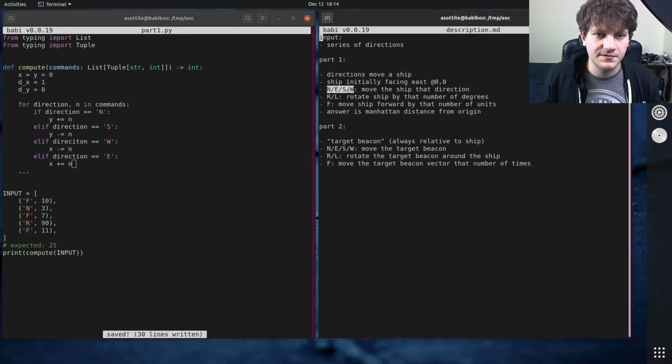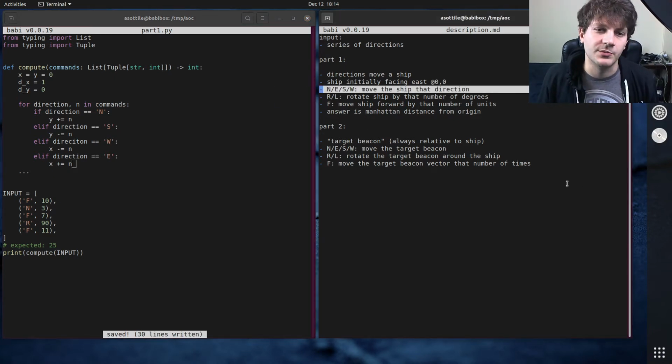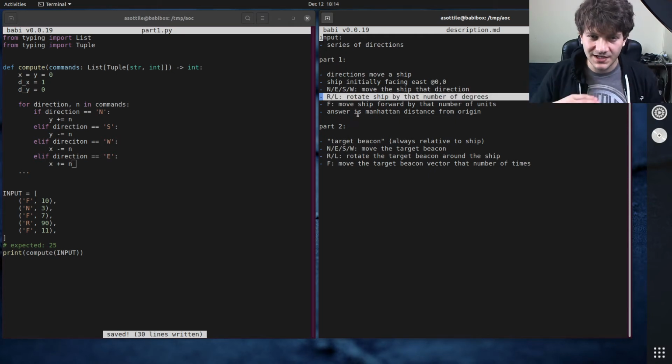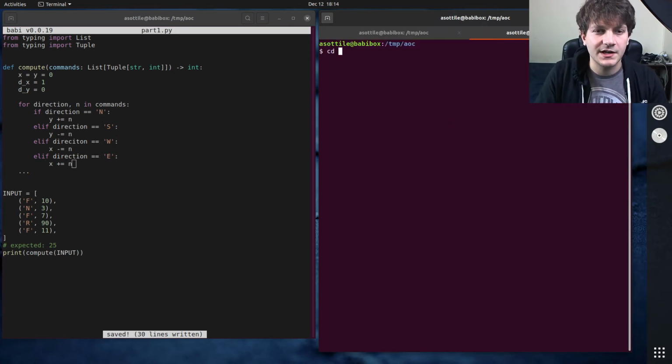Okay, that solves the first ones, which is just move the ship normally. And then we get to the tricky ones, which is right and left. This is rotating the ship by that number of degrees. And actually, if we look at my puzzle input here, this is something that I made sure to check while I was running the puzzle, because I was hoping that they were all in 90-degree increments. Otherwise, we would have some problems here.